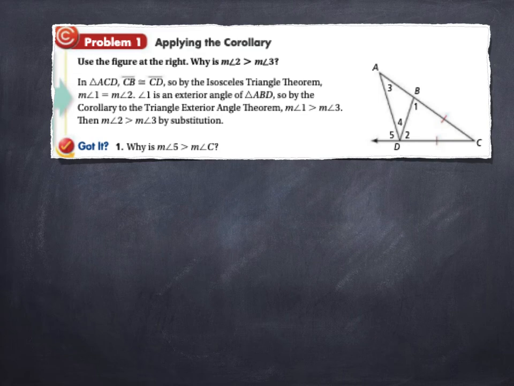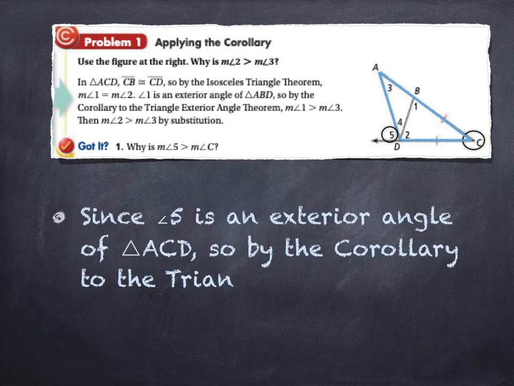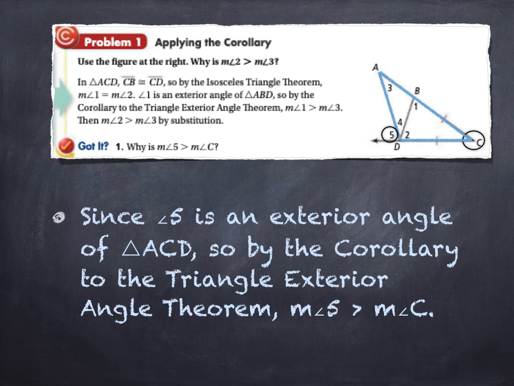So let us now answer Got It 1. Why is the measure of angle 5 greater than the measure of angle C? First, locate where angle 5 is and where angle C is. Now look at the figure. As you can see, angle 5 is the exterior angle of triangle ADC. Therefore, angle 5 is greater than the measure of any of its remote angles, that are angle C and angle 3. So therefore, by the corollary to the triangle exterior angle theorem, the measure of angle 5 is greater than the measure of angle C.